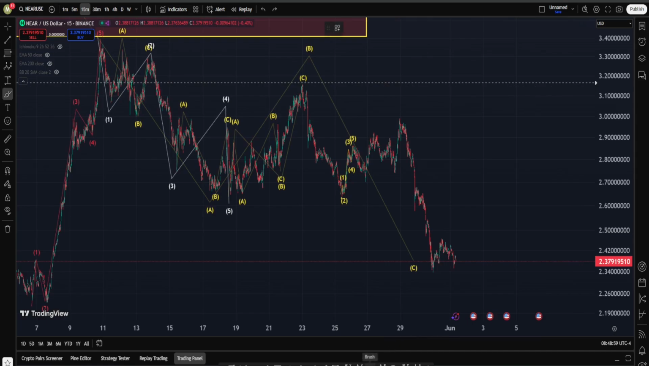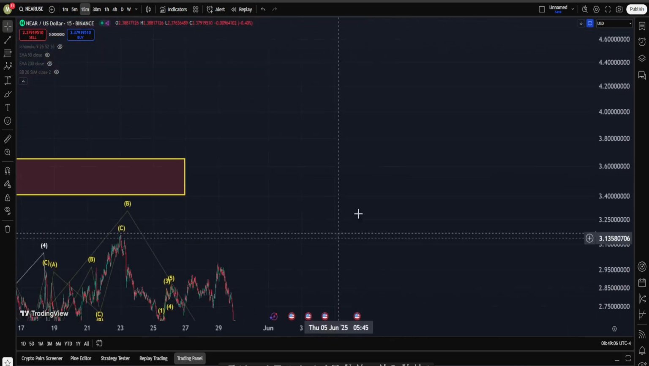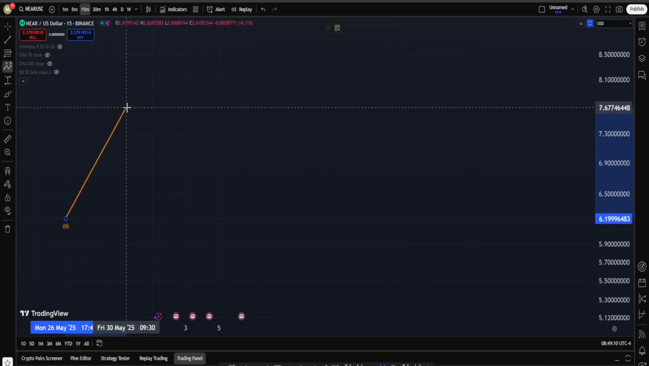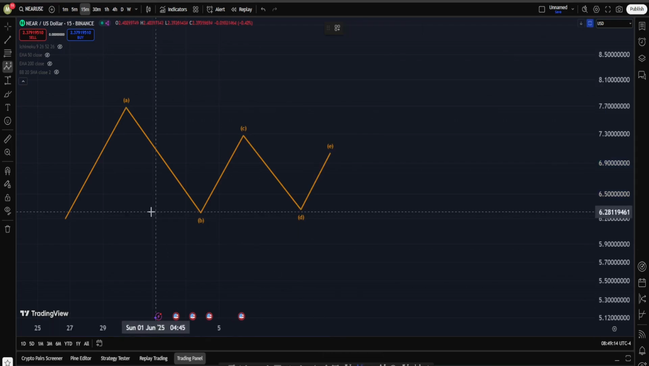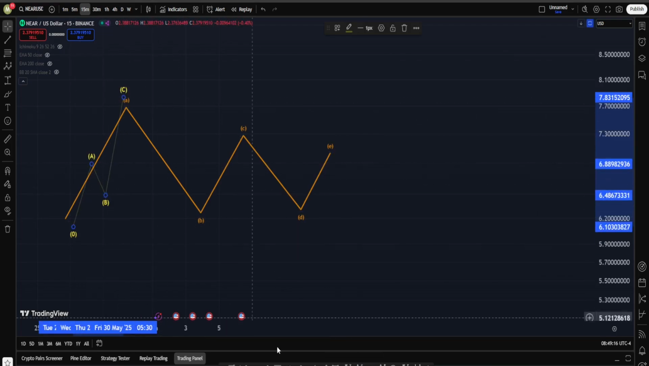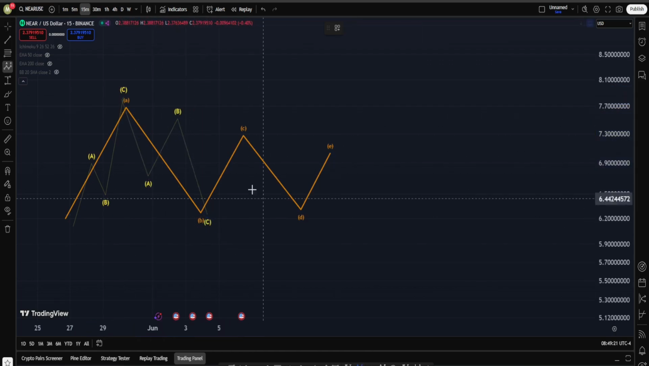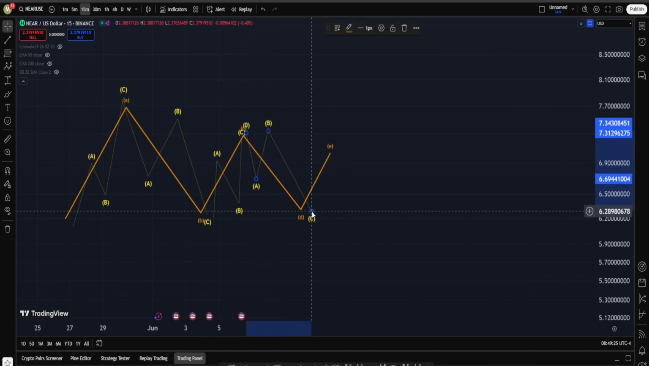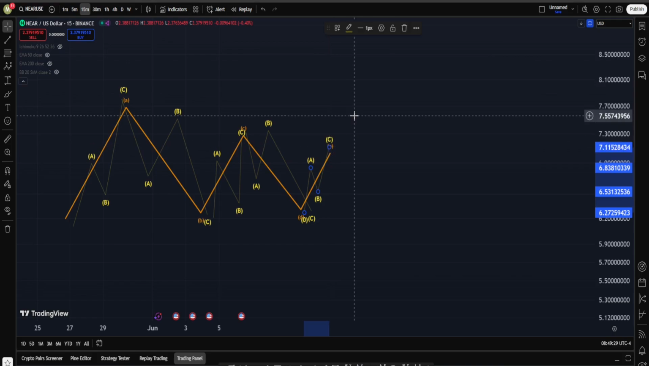And now here's a very important point. I don't think I should argue that this is a triangular structure in Near Protocol. Why is that? Let's go around here. You see, in a triangle, we are having an A, B, C, D, E, and in terms of the subwaves, we must be able to find ABCs in every single wave. That is kind of the key, and we are going to talk about it in a minute. This is ABC down into D, and this is our final ABC on the upside into E.